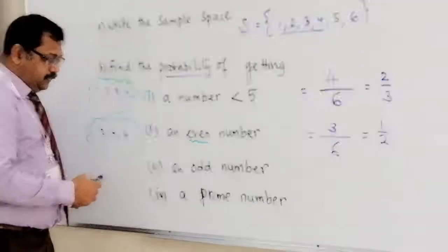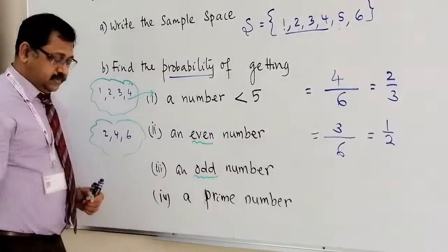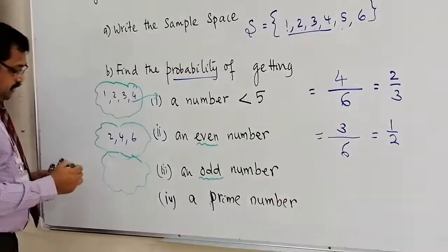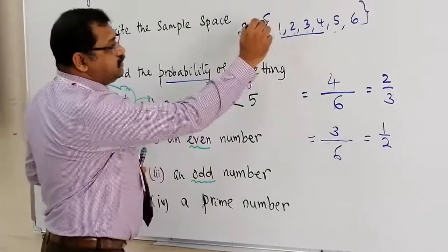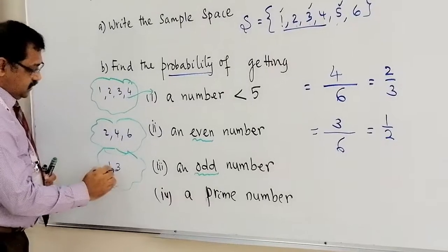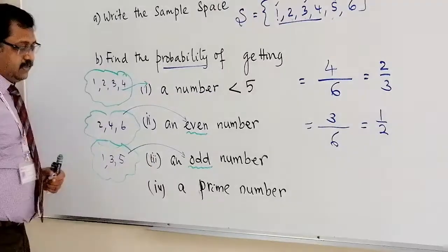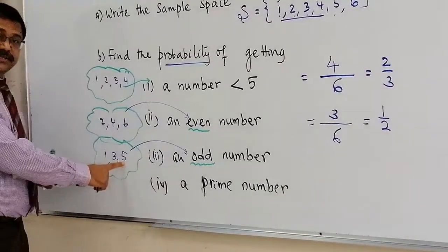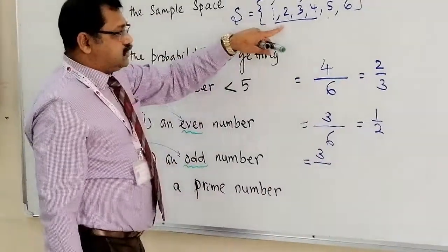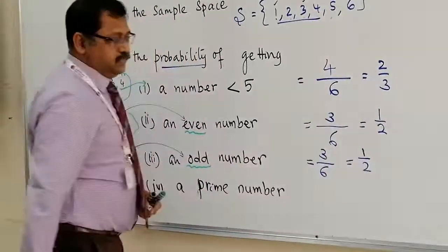Now look at the third one. What is the chance of getting, or probability of getting, an odd number? Now look here, what are the odd numbers in the set? The odd numbers in the set are 1, 3 and 5. These are the odd numbers. These were the even numbers. So how many numbers are there? The 3 numbers. So here also 3 divided by the total number in the sample space, which is 6, simplified as 1 over 2.